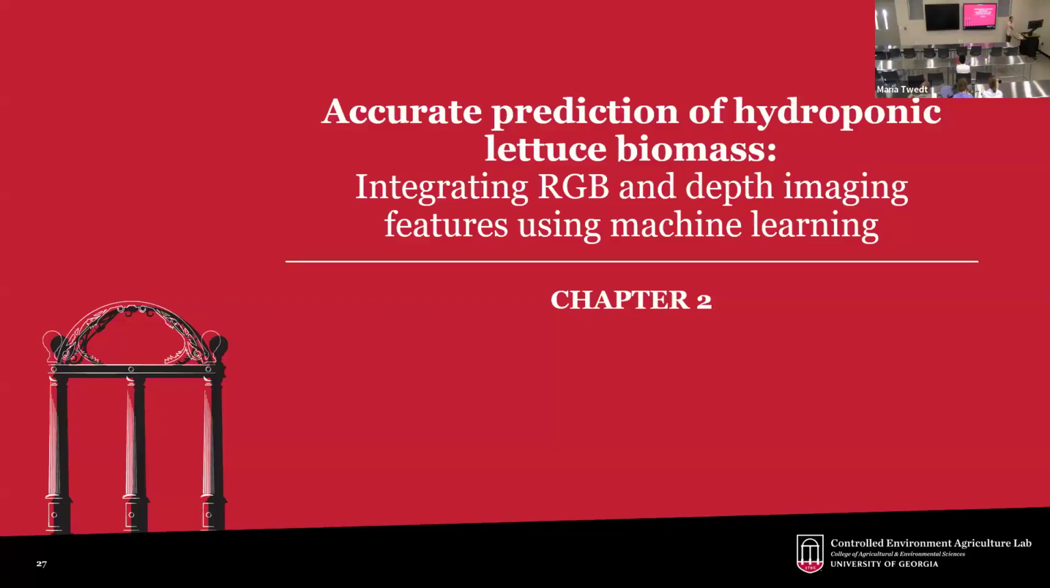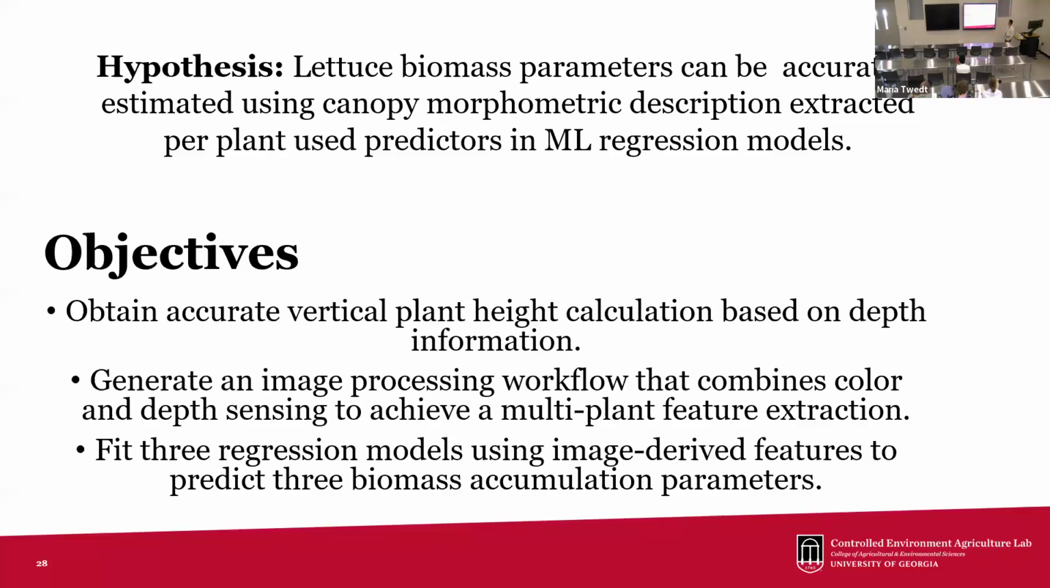In our second chapter, we were worried now about estimating the biomass of lettuce plants. In this case, we want to integrate RGB and depth imaging. So here we wanted to obtain an accurate vertical height of the plant based on depth information. Then we wanted to generate an image processing workflow that would incorporate the information from the depth image and from the RGB image, so we can achieve a multi-plant feature extraction.